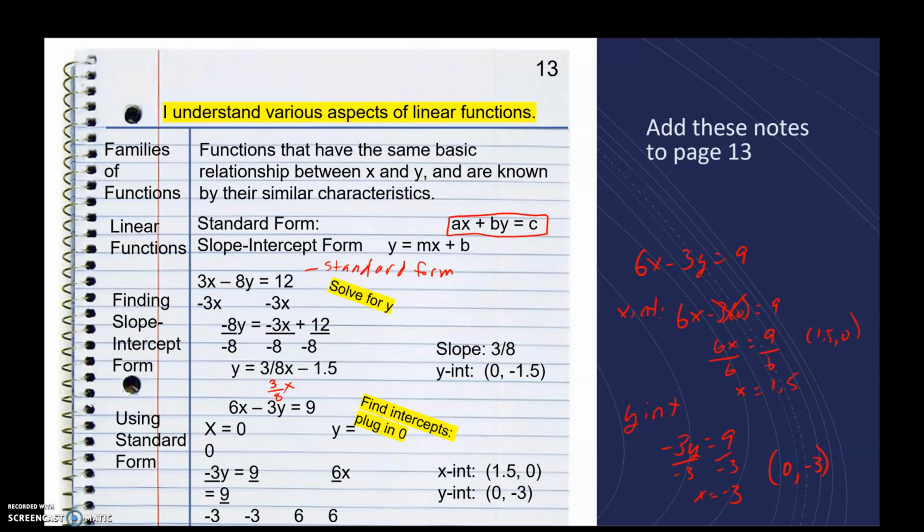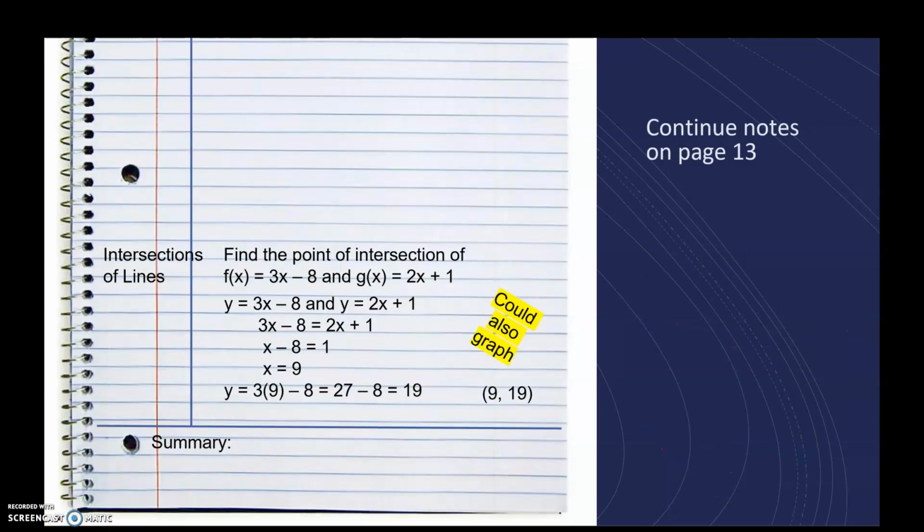The idea behind intercepts, guys, and you can do intercepts from any position. Doesn't matter what the equation looks like. If you want an x-intercept, make your y 0 and solve what's left. If you want a y-intercept, make your x 0. You make the other one disappear.